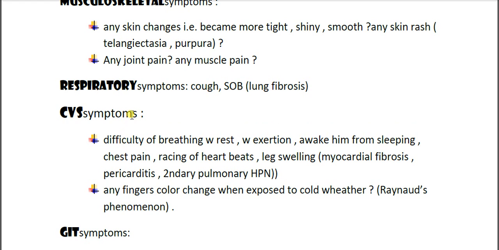For example, if the patient has shortness of breath, you have to ask about it. When did it start? Is it increasing, decreasing, or the same? Is it coming all the time or on and off? Is it coming when you are lying down? Is it awakening you from sleep, searching for air? Any finger color changes when exposed to cold weather? This is for the Raynaud's phenomenon.